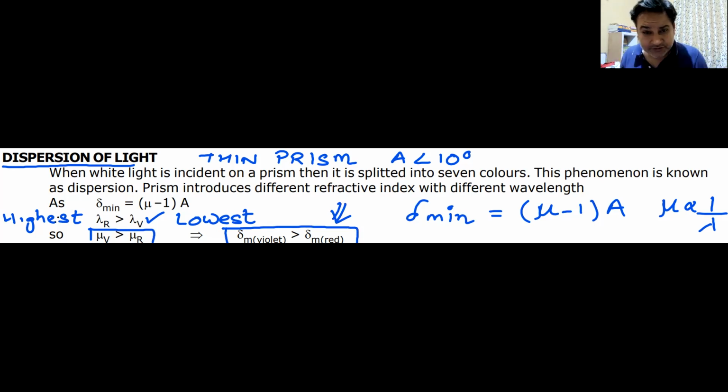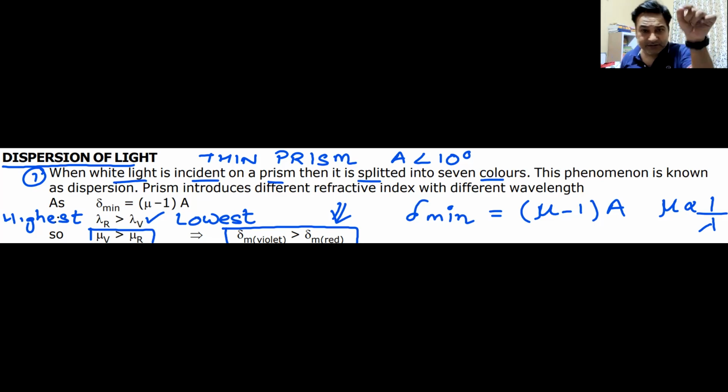That is all that you need to understand in this particular topic, dispersion of light. The first thing that you need to understand is what is dispersion. When white light falls on a prism, it is split into 7 colors. Now, some people may ask you, why do they split into 7 different colors? The answer lies here itself.